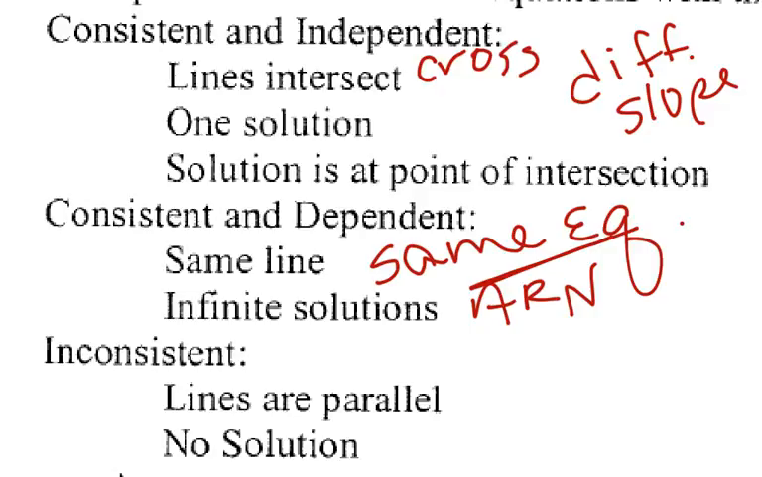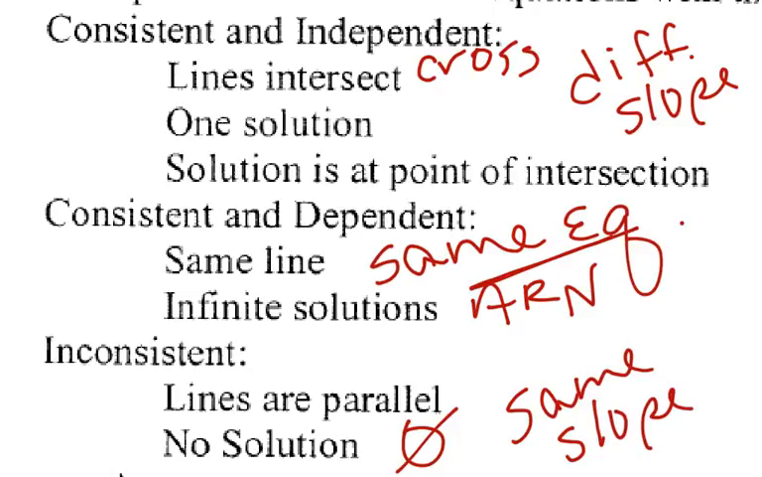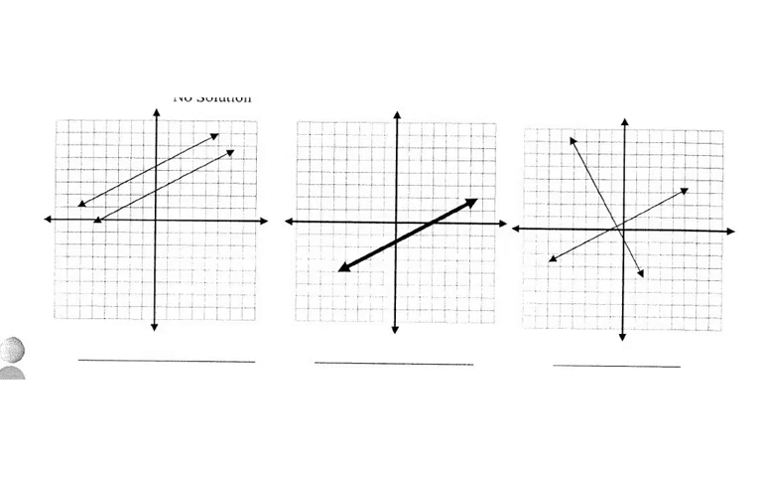And then the third possibility is that they are inconsistent. This is when your lines are parallel. They're never going to touch. Remember, your solution is where they touch. Parallel lines don't touch, therefore there is no solution. It can be written with a zero with a line through it. This is when they have the same slope. That's all that's the same, is the slope. So they can be consistent and independent, consistent and dependent, or inconsistent.